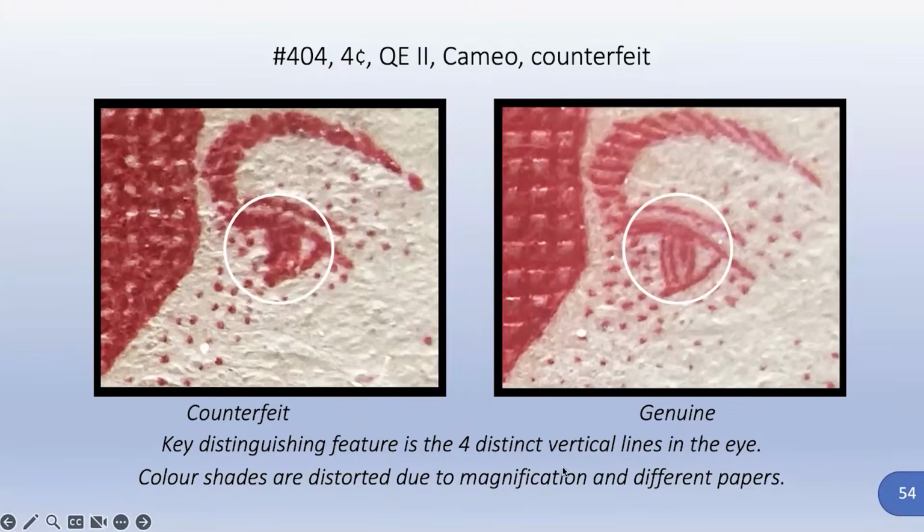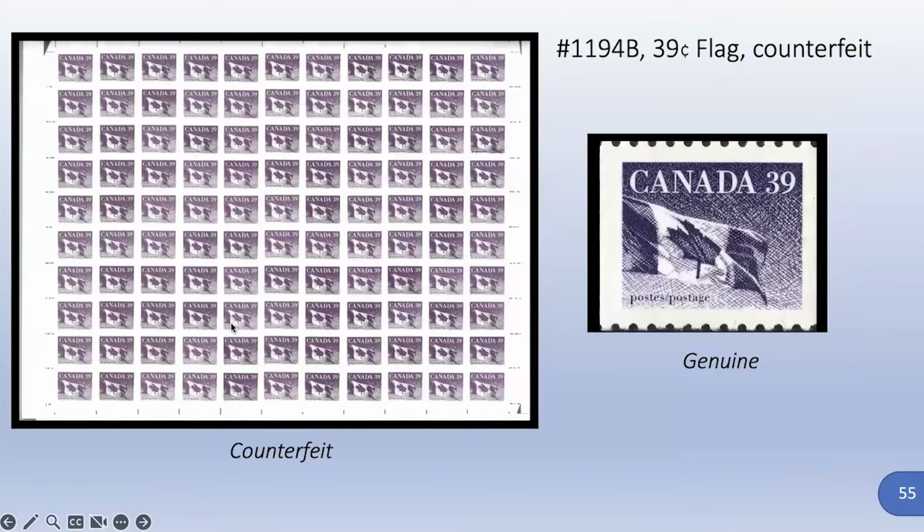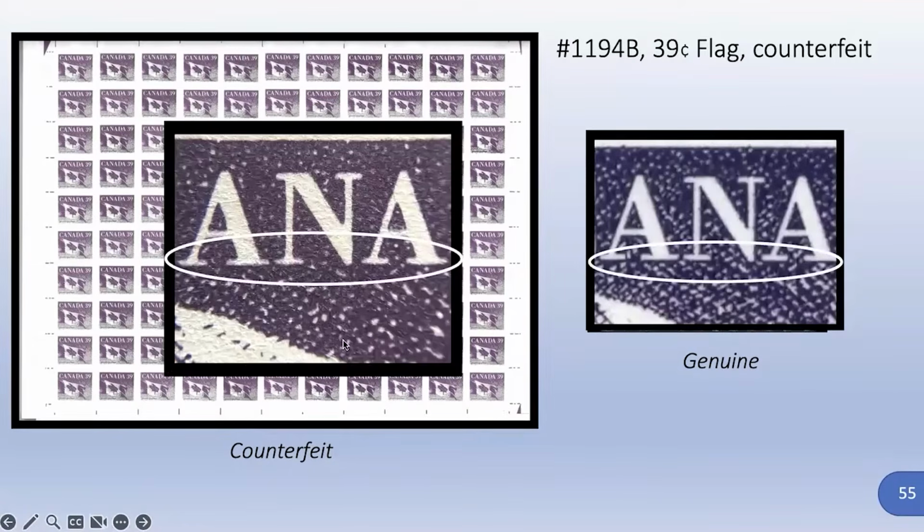The color shades are distorted due to magnification and different papers, so you can't really judge the color shades in the presentation, but you can see the detail in the eye under the same magnification. Here is another stamp, the 39-cent flag. This is a whole pane of 100 counterfeit. Here's the genuine, here's the counterfeit. When you look at it again, they seem to lose a little bit in the serif under the letters.